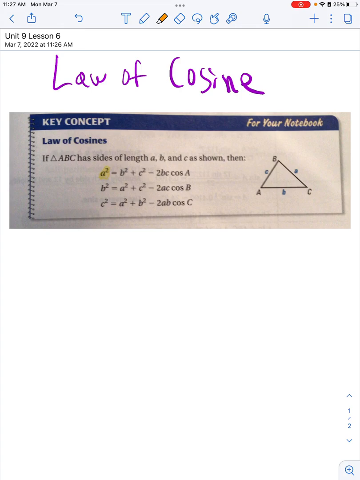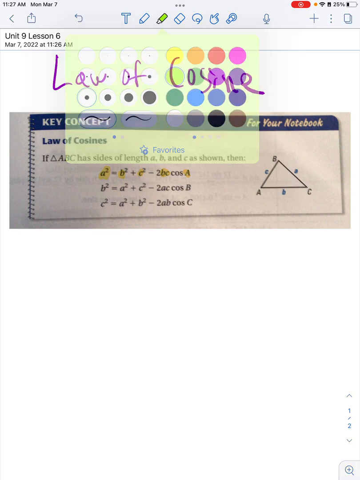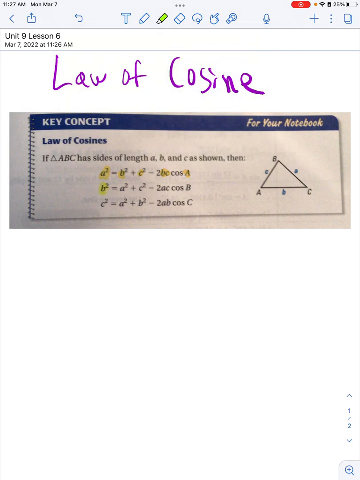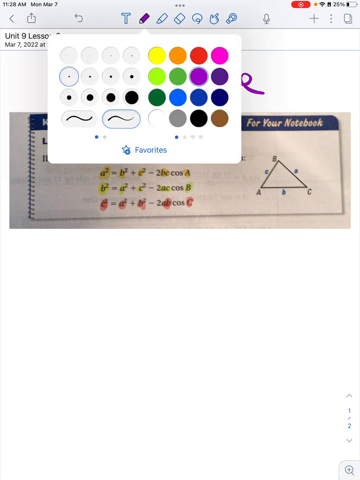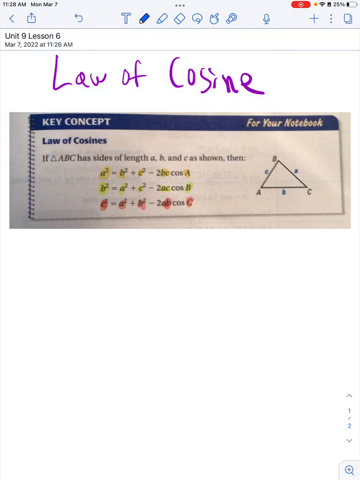If we're trying to find side A, notice again that part of our equation uses B and C, but then it uses cosine of A. If we're trying to find side B, we're going to use A and C, and then cosine B. And vice versa, if we're looking for C, then we're going to use A and B, and then cosine C. So let's jump into an example where we do this.